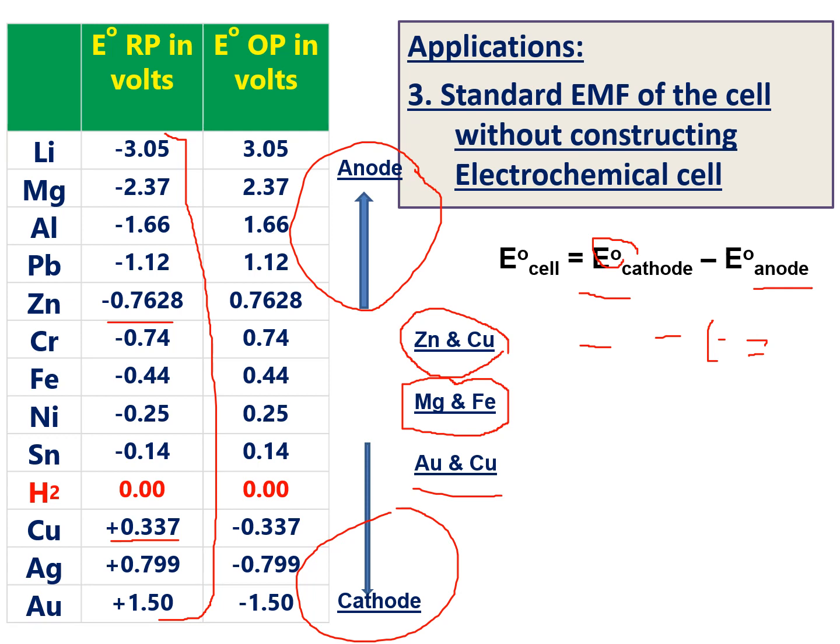If you see gold and copper, gold is on the bottom side of copper, okay. So copper acts as anode and gold acts as cathode, and you have the reduction potential values. Substitute in this formula and you will get a standard EMF value without constructing an electrochemical cell. So this is one of the applications of the electrochemical series.